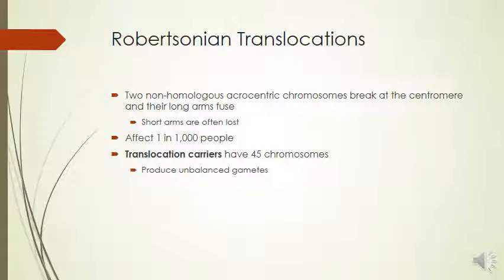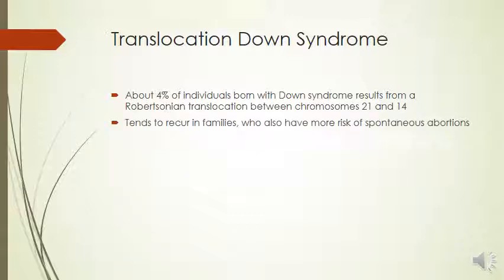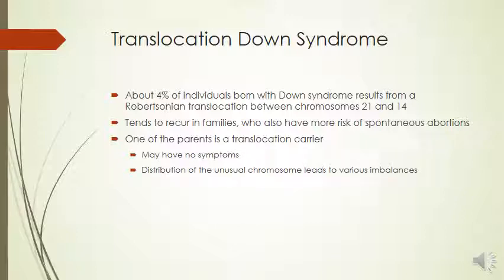They produce unbalanced gametes. In the case of the translocation that can take place in Down syndrome, about 4% of individuals born with Down syndrome result from a Robertsonian translocation between chromosomes 21 and 14. This tends to recur in families who also have a larger risk of spontaneous abortions. One of the parents is a translocation carrier, and they may have no symptoms. And there's a distribution of the unusual chromosome, which leads to various imbalances.